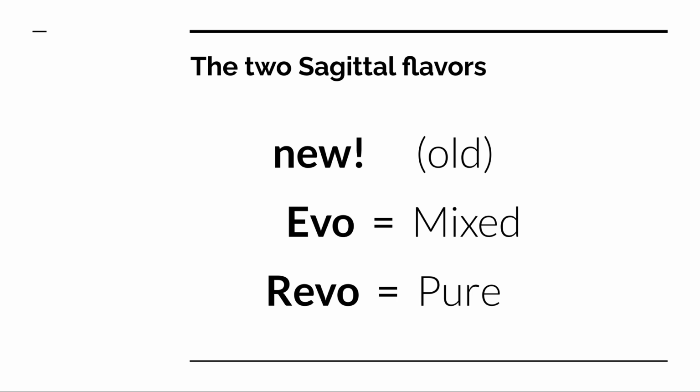We used to call these two flavors mixed and pure, but after much discussion decided that the names evo and revo should do a better job of conveying the difference between the two flavors. If you've been using sagittal for a while now, though, you may have come across them as mixed and pure. And it's still that way in some materials out there on the sagittal site. Again, one of the things I'm working to update. So, to be perfectly clear, these are just two pairs of names for the same thing. One old pair of names, one new pair of names.